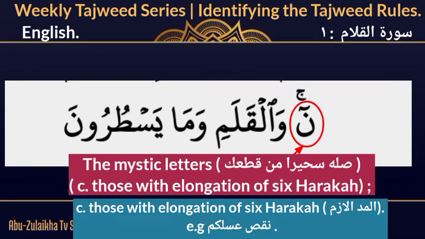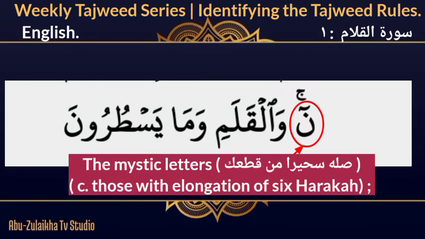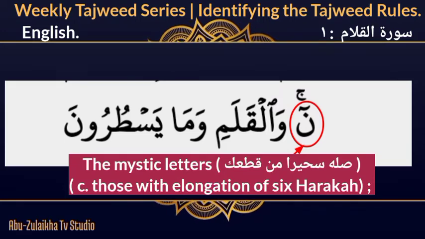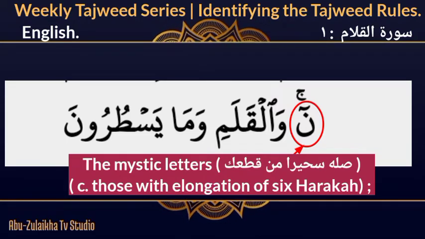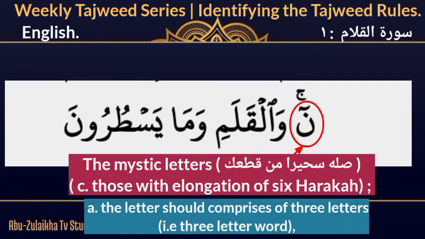So for any of these mystic letters to have the elongation of mad lazim, as I said, the first option given is that the letter should comprise of 3 letters whenever you spell the name of that particular letter, that is, in the course of pronunciation. For example, we know a letter has a name. As I said, Noon, that is the name of a letter. If I say Ta, that is a name of a letter. If I say Alif, that is a name of a particular letter.